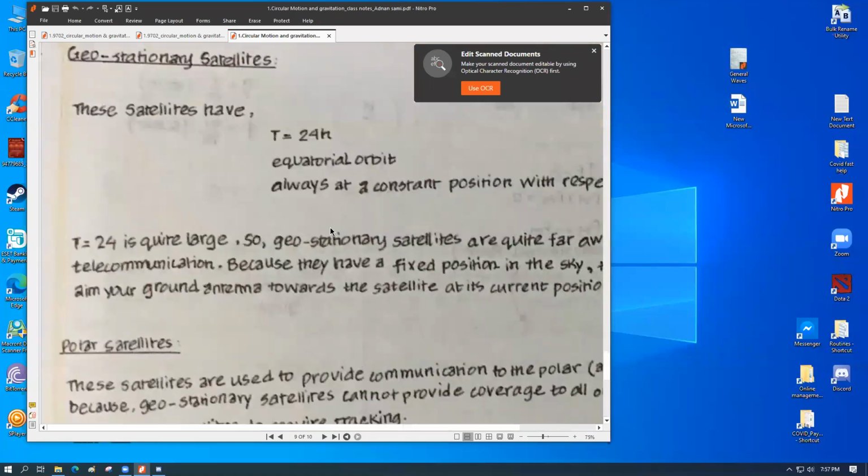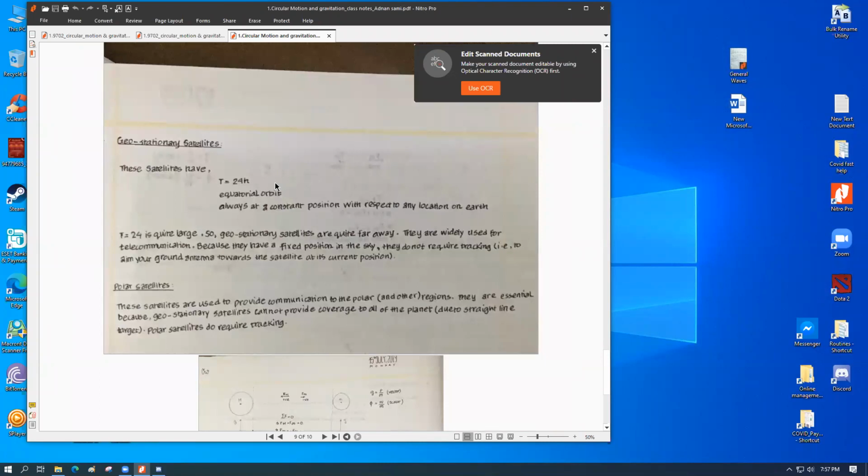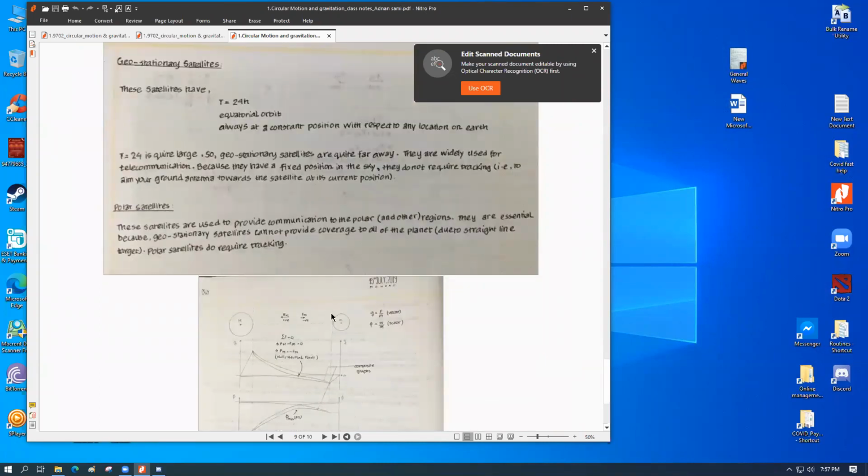Then we have the geostationary satellites. The idea of the geostationary satellite is important. The basic thing is that geostationary satellites have a period of 24 hours. They have equatorial orbits. And the third point, if it ever comes, is that they are always observed in the same position in the sky every time, or they are always in the same position in the sky for a certain location on the Earth.